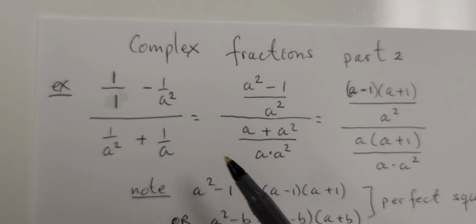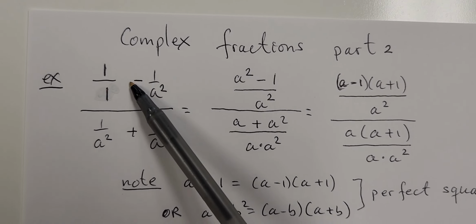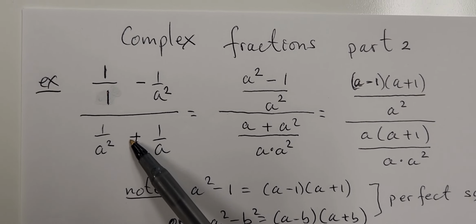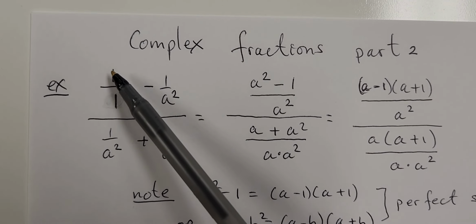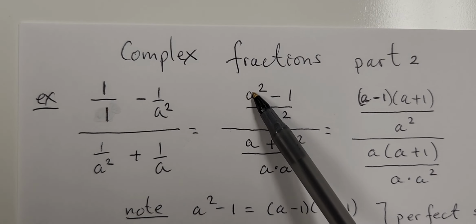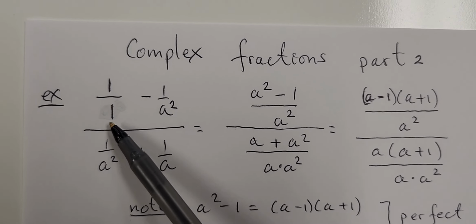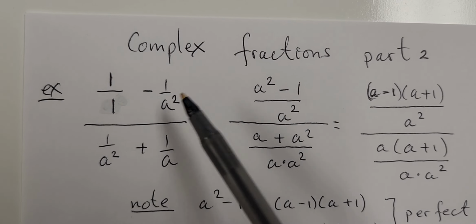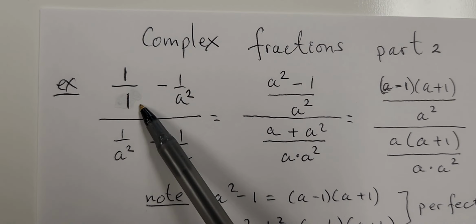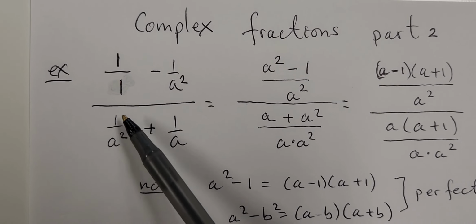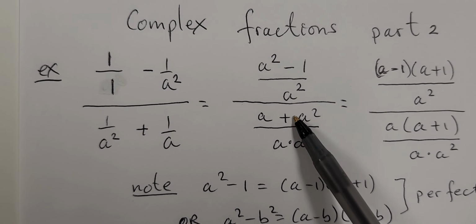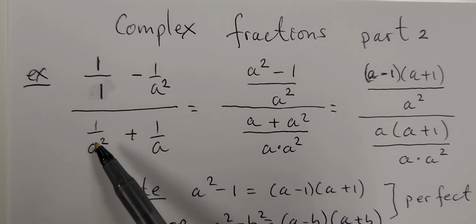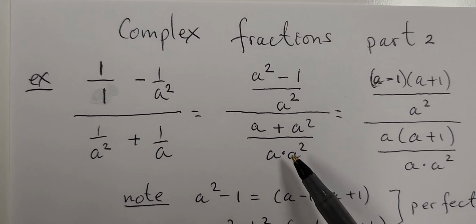Okay, so again, I have subtracting fractions and I have adding fractions. Do the top first and then do the bottom second. So one more time, cross multiply 1 times a squared. Don't forget the negative, and then 1 times 1 is 1. Multiply the bottom, 1 times a squared. Repeat that process for the bottom fractions. So 1 times a is a, put the plus, a squared times 1, a squared. Now multiply the bottom, a squared times a gives me a squared.